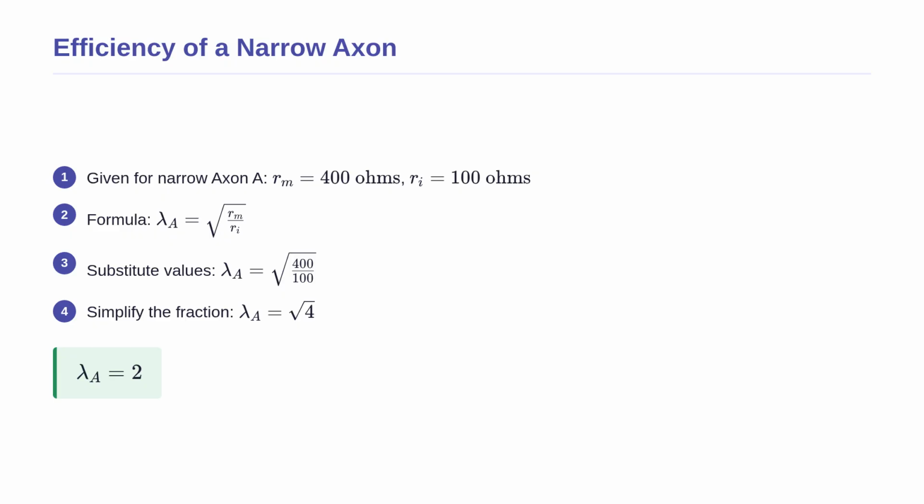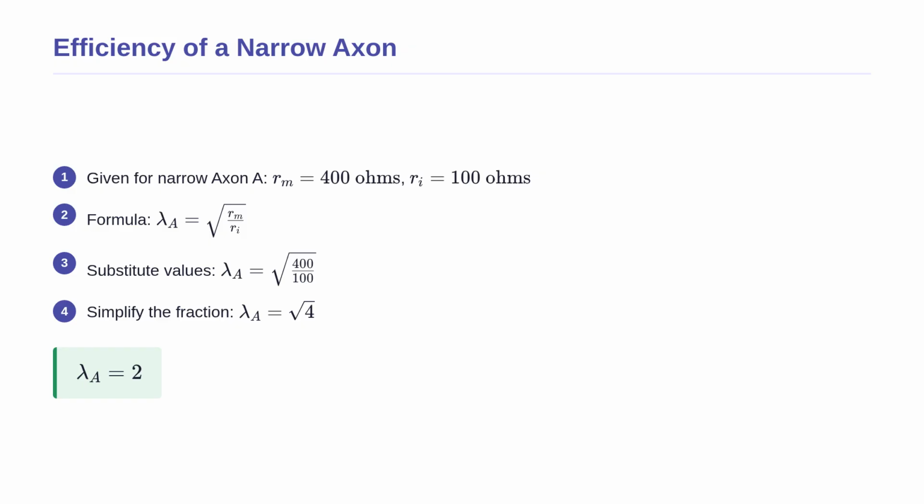Now that we have our length constant formula, let us apply it to compare two different unmyelinated nerve fibers, starting with a narrow one called axon A. We're given that axon A has an internal resistance of 100 ohms and a membrane resistance of 400 ohms. We want to find its length constant to see how quickly its signal decays.